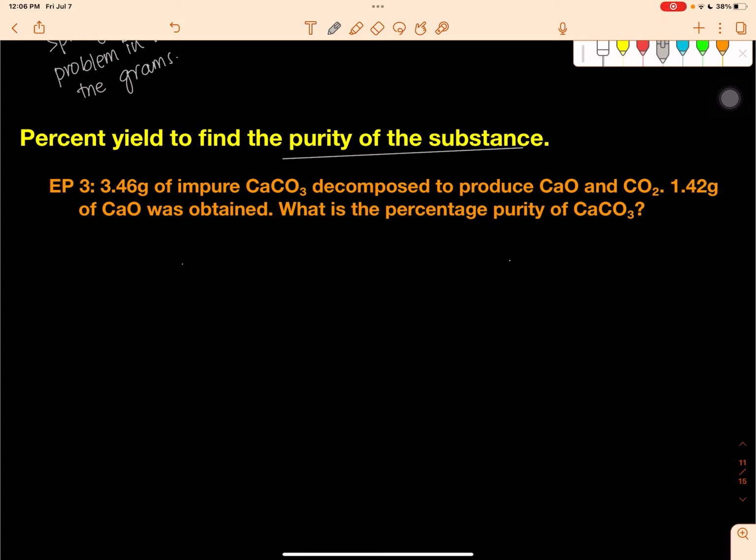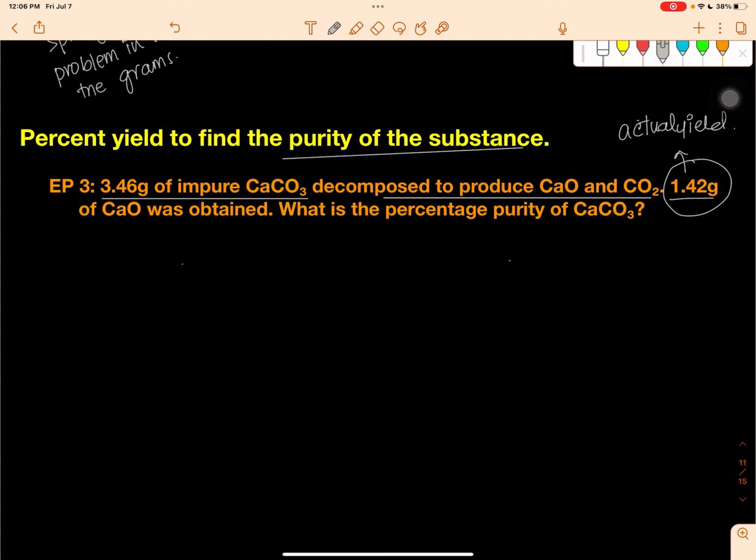3.46 grams of impure calcium carbonate decomposed to produce calcium oxide and carbon dioxide. 1.42 grams of calcium oxide was obtained. What is the percentage purity of calcium carbonate? We need to understand that since 1.42 grams of calcium oxide was obtained, that was the actual yield, because this is what was obtained.